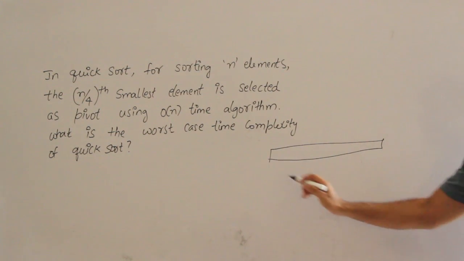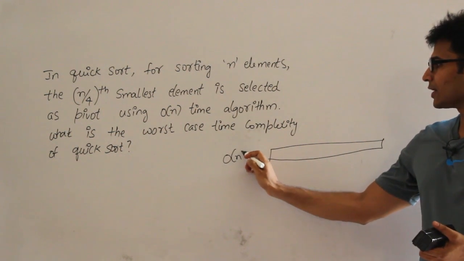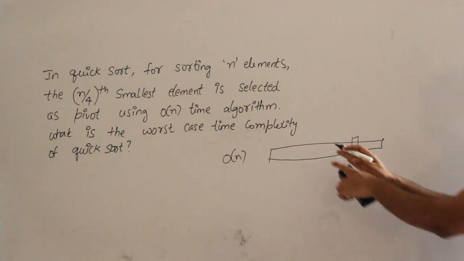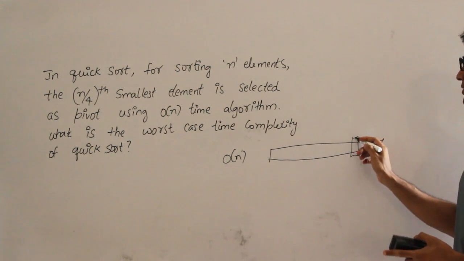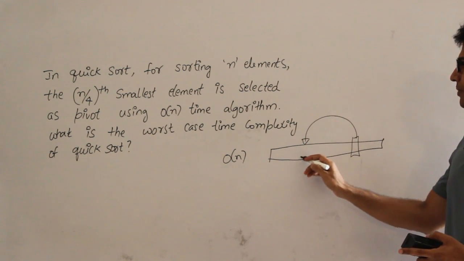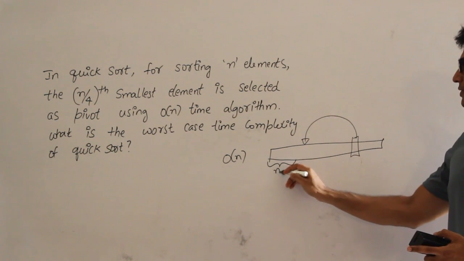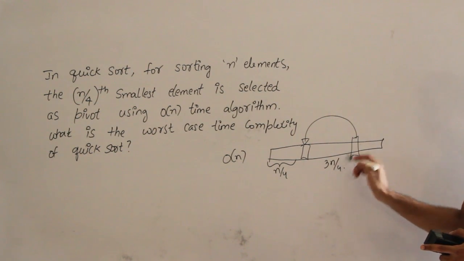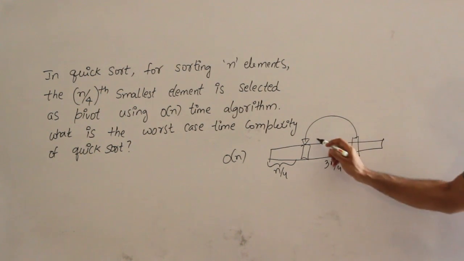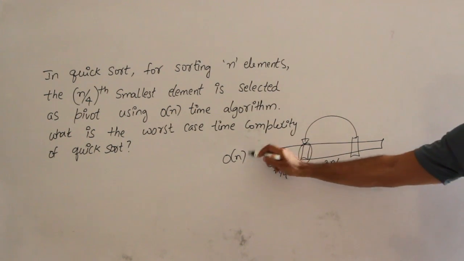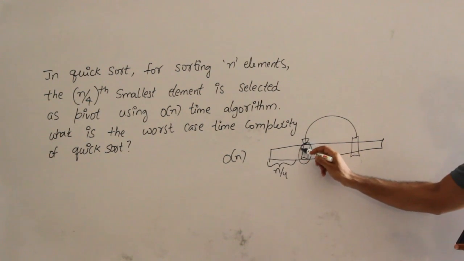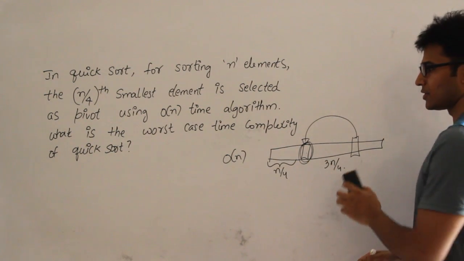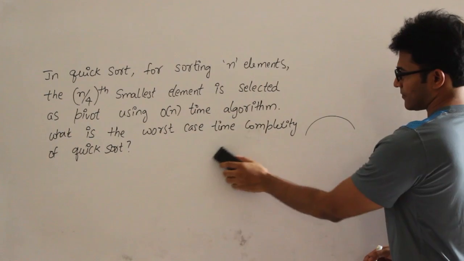Then if I run an order of n time algorithm, I can find some element. That element, after sorting the list, will fall in the place of n by 4, which means n by 4 elements will be here and 3n by 4 elements will be here after sorting, right? I can find such an element in order of n. Now if I use such an element as a pivot, what will be the worst case time complexity of quicksort? That is what they asked, right?